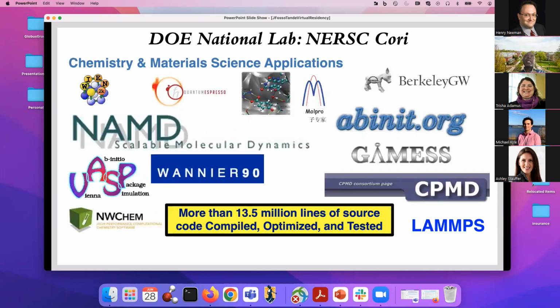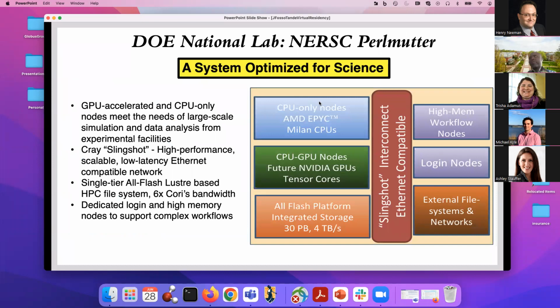Cori is designed for scientific applications, like you can see here, NAMD, ABINIT, VASP, GAMESS, and they have more than 13.5 million lines of source code compiled, optimized, and tested. So Cori is really focused on the sciences. And so next we have Perlmutter, a system optimized for science.